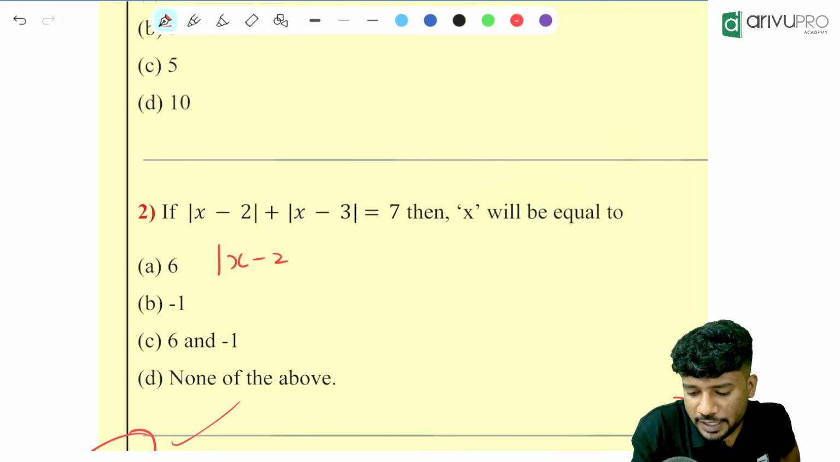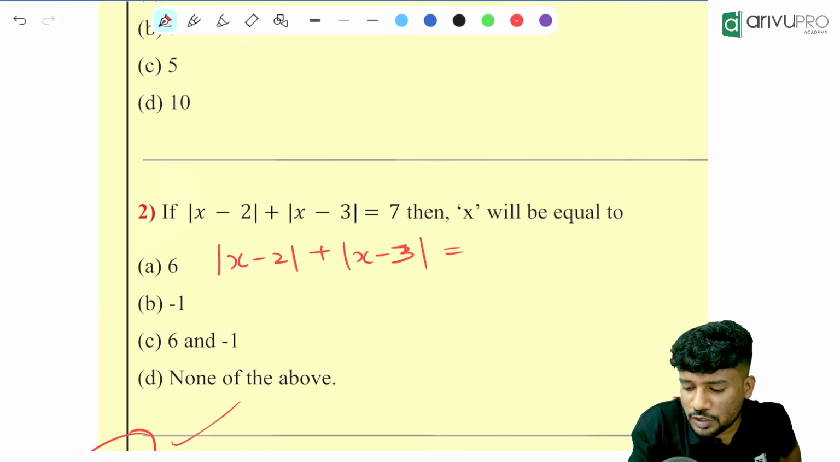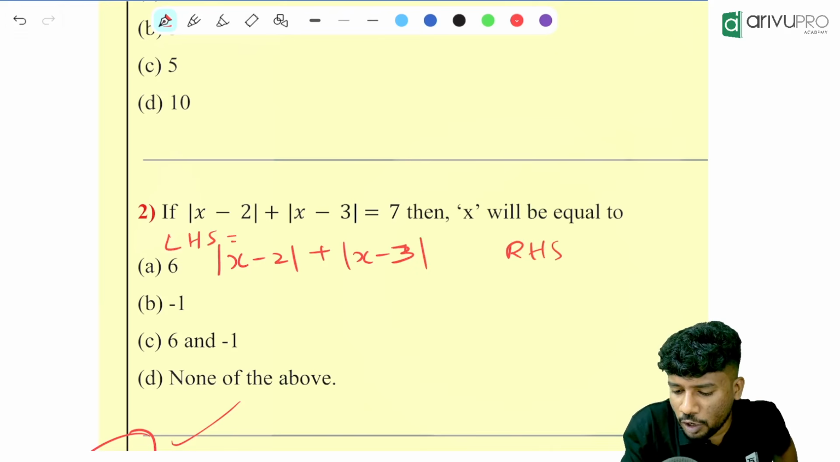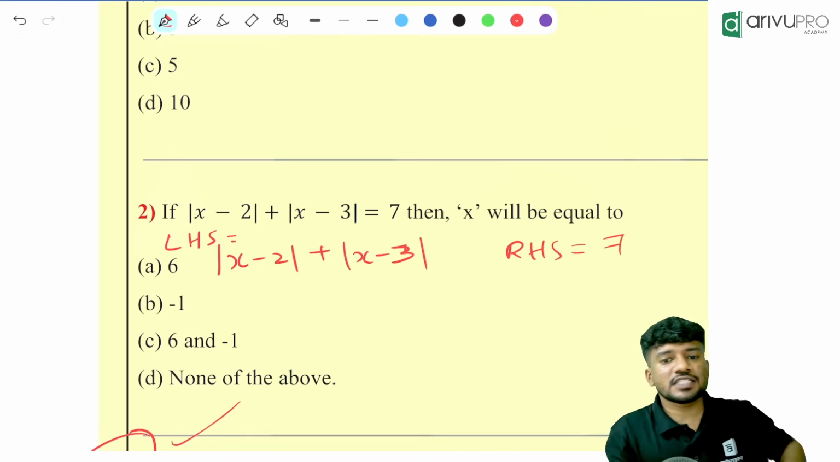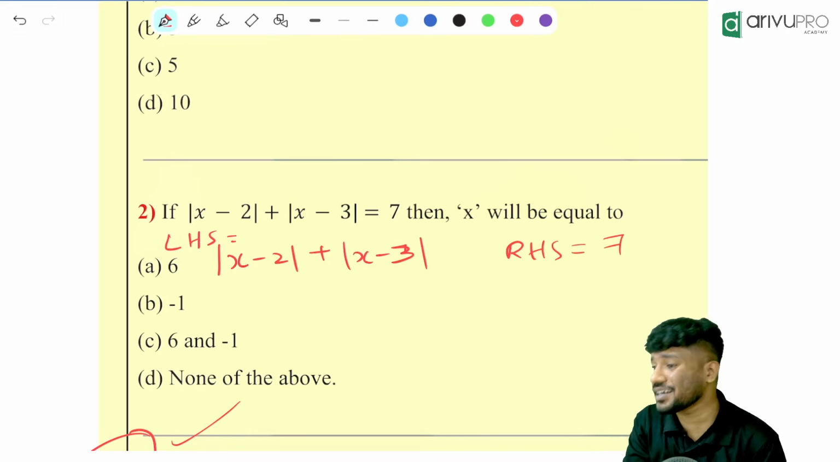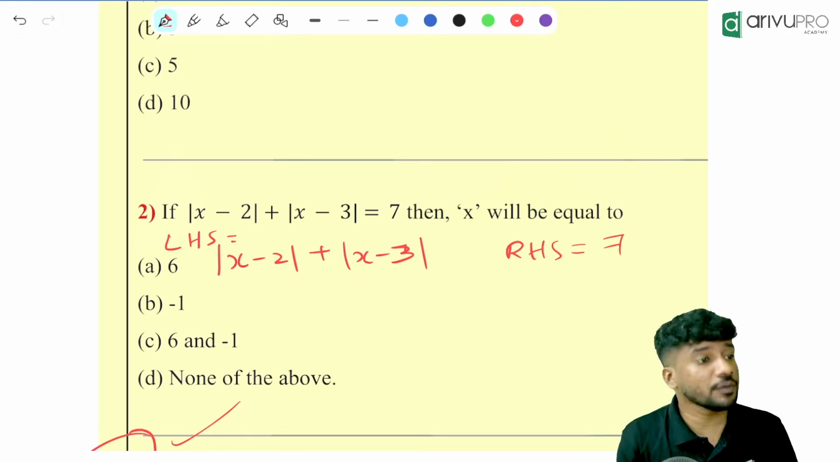Modulus of x minus 2 plus modulus of x minus 3, which is equal to what? 7. So can I say that LHS is equal to this and RHS is equal to how much now? 7. So whichever option satisfies LHS and RHS being equal, that option will be your right answer.